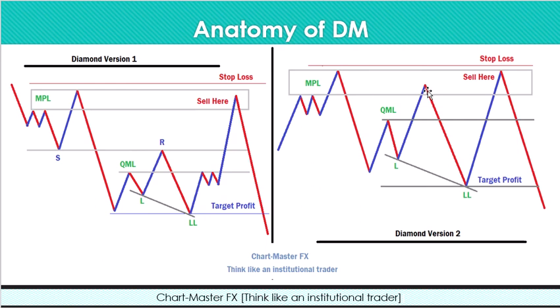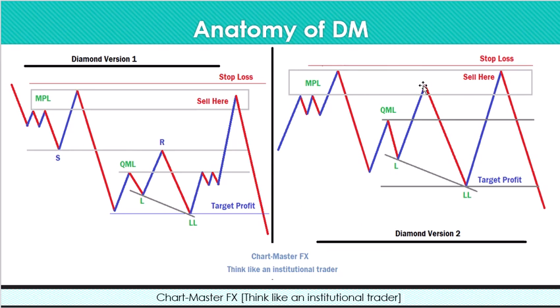Once you see that this higher high has been able to get into the MPL area, then you can consider that as a significant version of diamond. Another thing is that this higher high should not go and engulf the MPL area. If it engulfs the MPL area, then it is not a diamond.